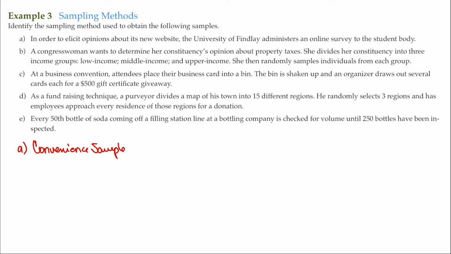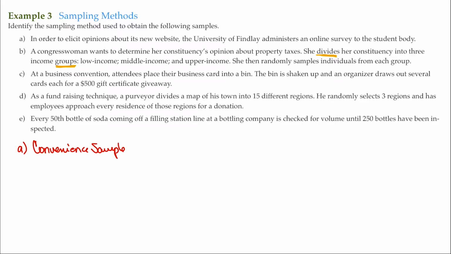B: a congresswoman wants to determine her constituency's opinion about property taxes. She divides her constituency into 3 income groups: low income, middle income, and upper income. She then randomly samples individuals from each group. So a couple of things to point out here. She's dividing her constituency into these groups.